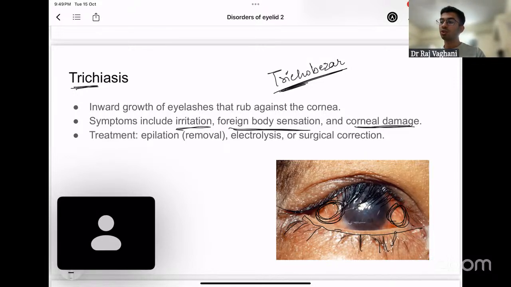Okay, so this was about trichiasis. In trichiasis, I told you there is inward growth of the eyelashes. Always remember the word trichia means hair, okay? And trichiasis means inward growth of the eyelashes that rub against the cornea. Symptoms include irritation, foreign body sensation, and corneal damage. Okay.